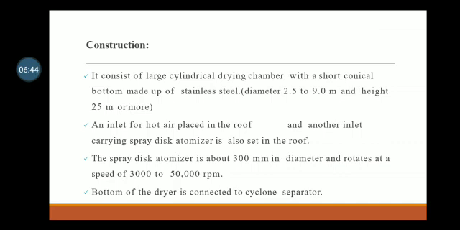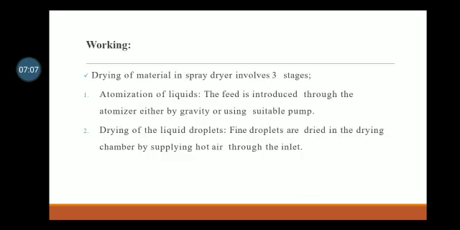An inlet for hot air is placed in the roof and another inlet carrying a spread disk atomizer is also set in the roof. The spread disk atomizer is about 300 mm in diameter and rotates at a speed of 3000 to 50,000 rpm. Bottom of the dryer is connected to a cyclone separator.